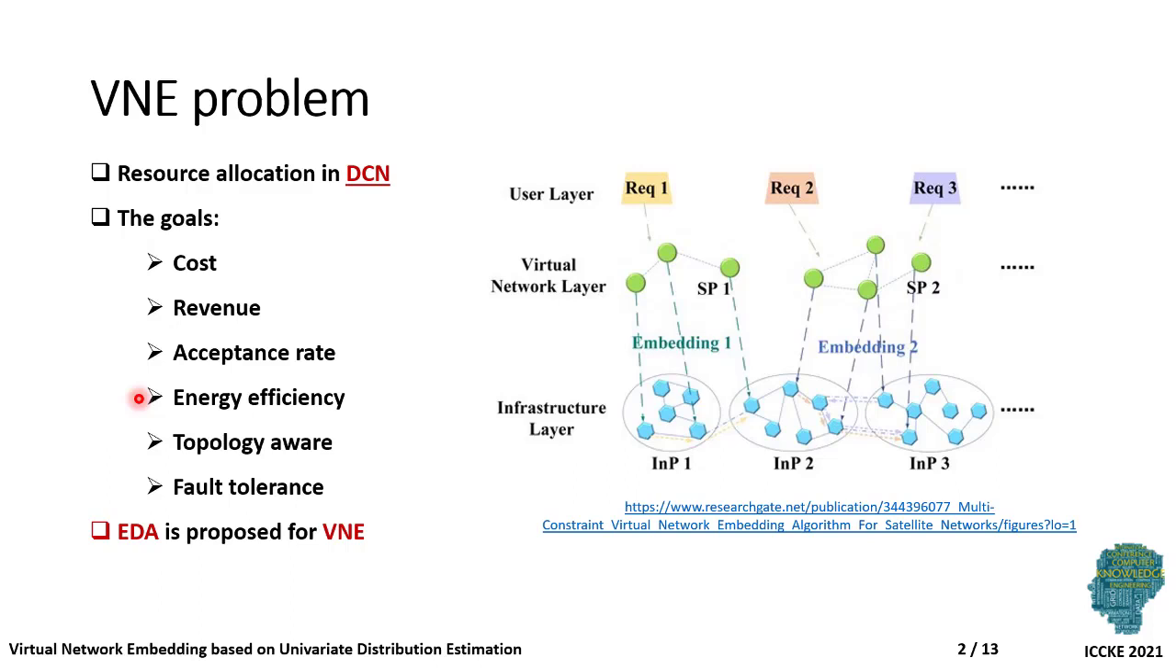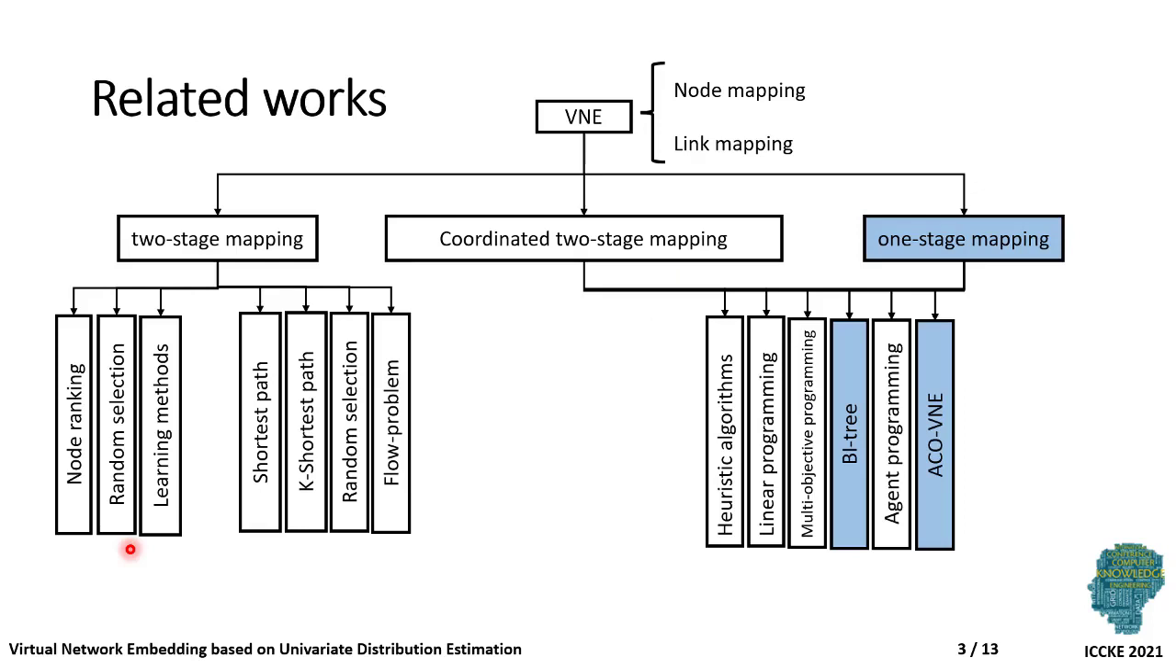Some of the related works try to be energy efficient by using less energy, taking offline some servers that are not being used, and some of the related works try to be topology aware, in order to know the topology of the substrate network to increase the revenue. And the last goal that is really important is fault tolerance. We propose the EDA for the virtual network embedding process, but at first we need to review the related works and their drawbacks.